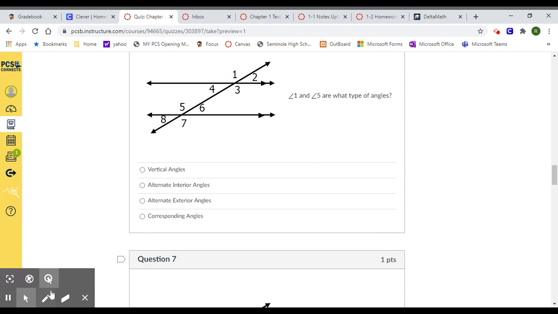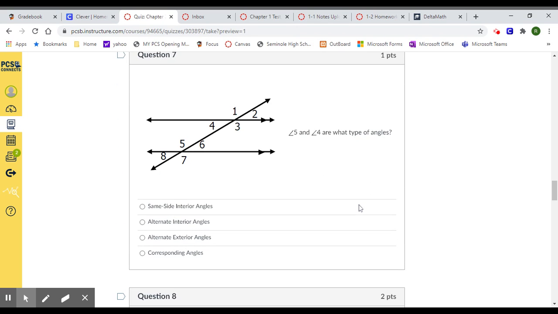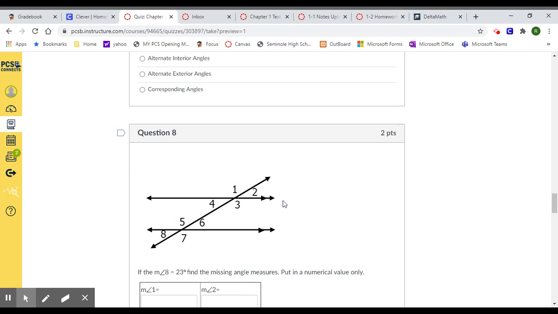Angle 1 and angle 5. These are corresponding angles. They're in the same spot, both in that top left part. Question 7, angle 5 and angle 4 are what type of angles? These are on the same side of the transversal and they are interior. So these are same side interior angles.